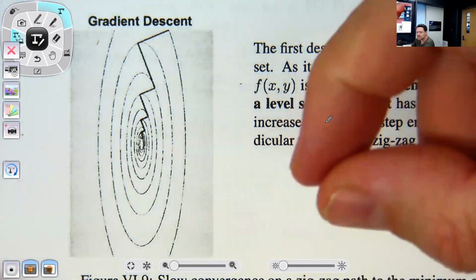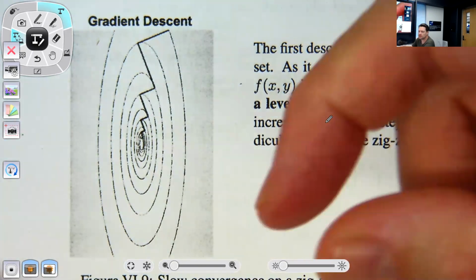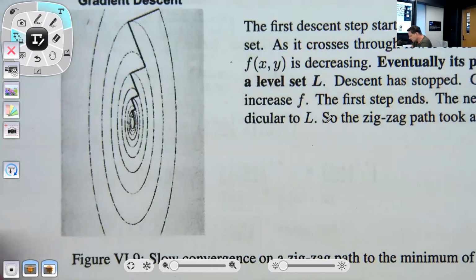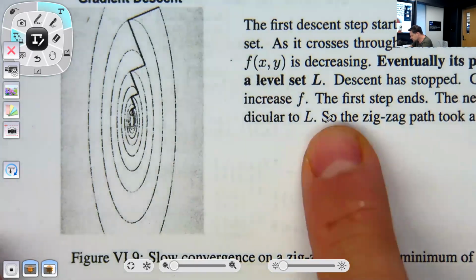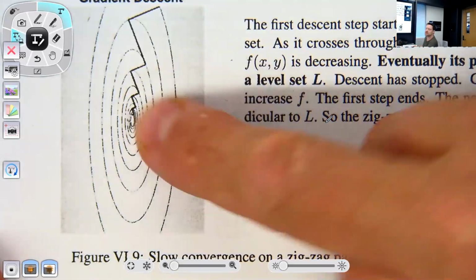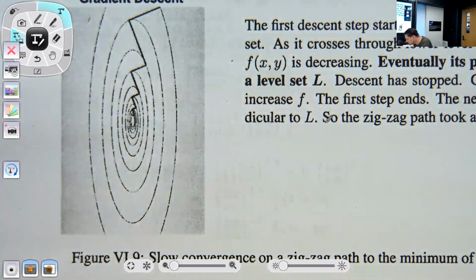And that basically means that you're within your tolerance. Now, you, the programmer, set your tolerance, of course. Going further will increase f. The first step ends. All right, so he's describing the procedure that I've already described just a little bit earlier.